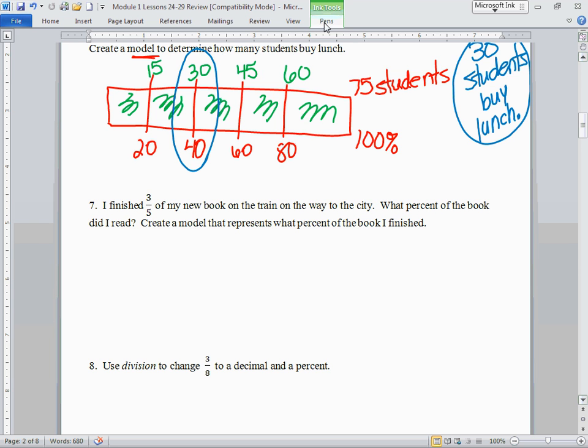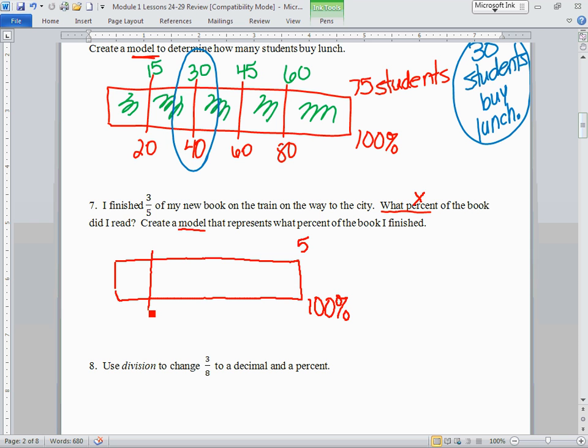I finished 3/5 of my book on the train on the way to the city. What percent of the book did I read? So my percent is what I'm trying to find out. So it asks you to create a model. So let's create our model. 100%. Now it says I finished 3/5. So how many sections am I going to divide this into? 5, because 5 is my whole. So 1, 2, 3, 4, 5.